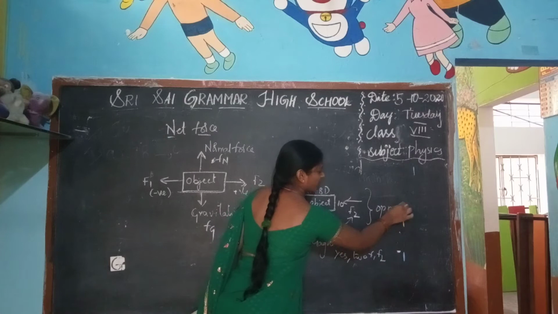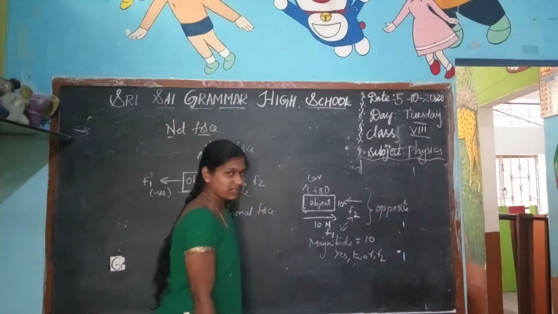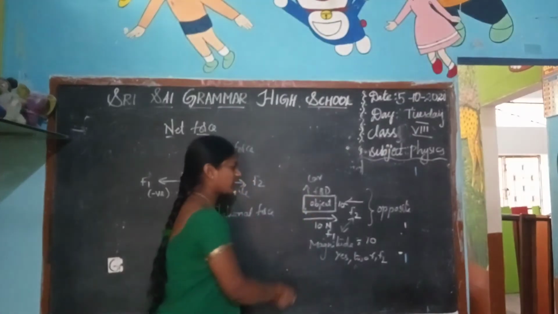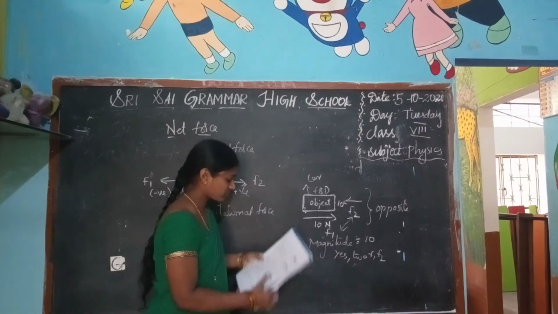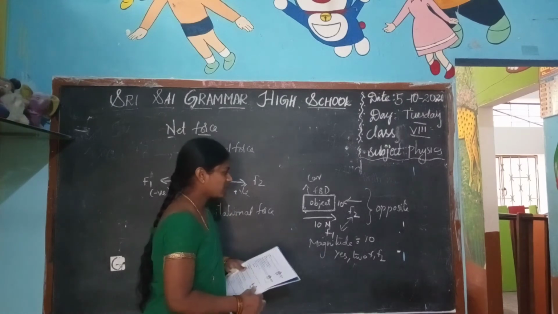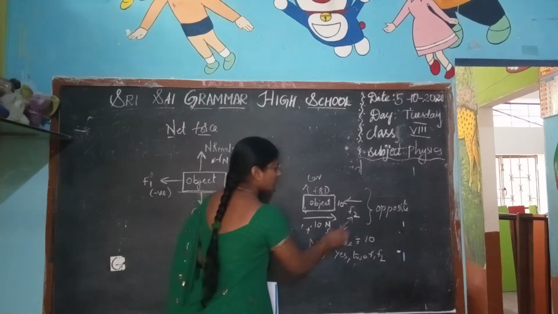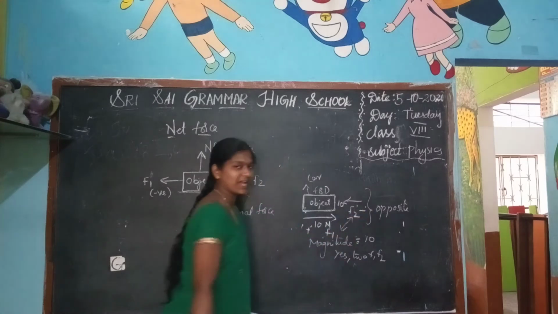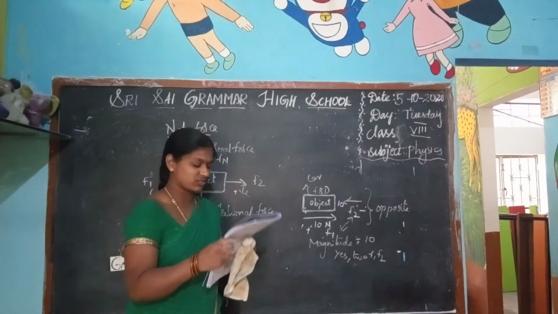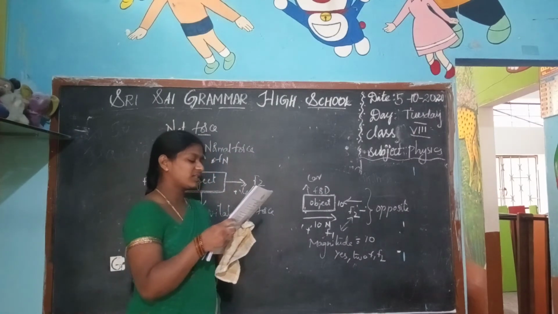Here F1 and F2 are in opposite directions. Now can you see how these net forces are acting? F1 is acting in the positive direction, and F2 is acting in the negative direction. Now can you solve for the net force?